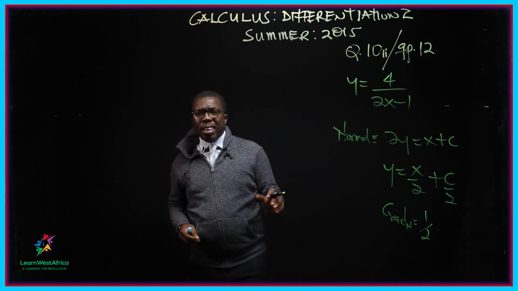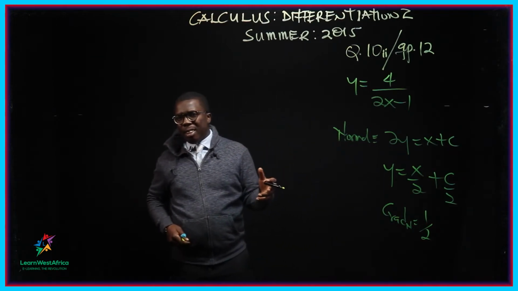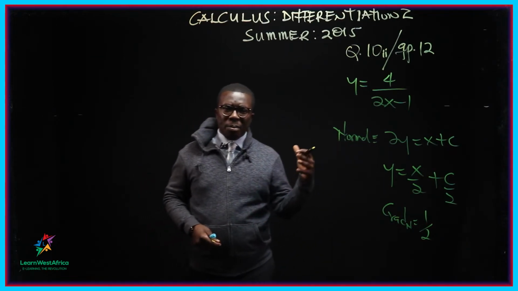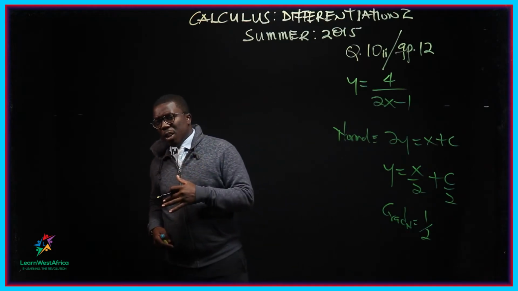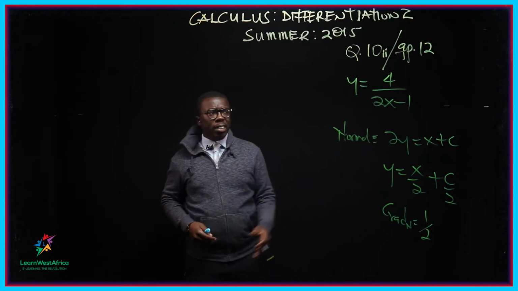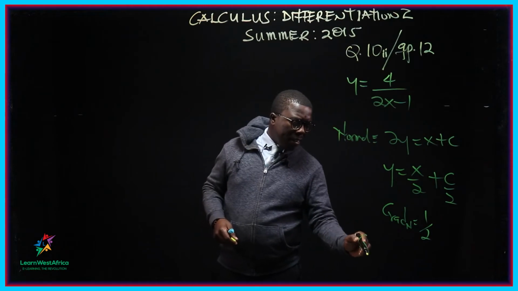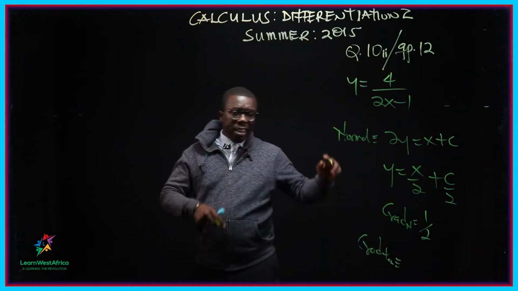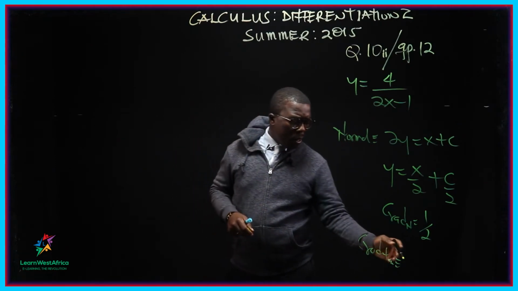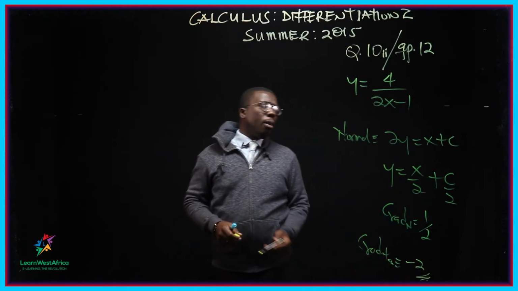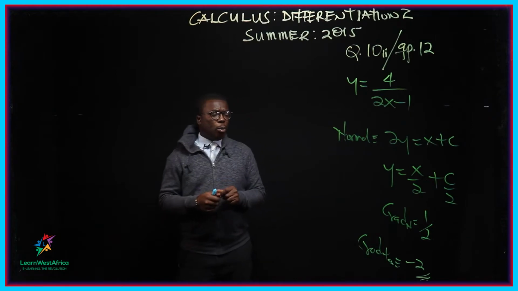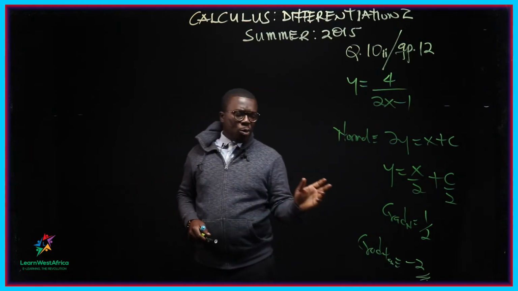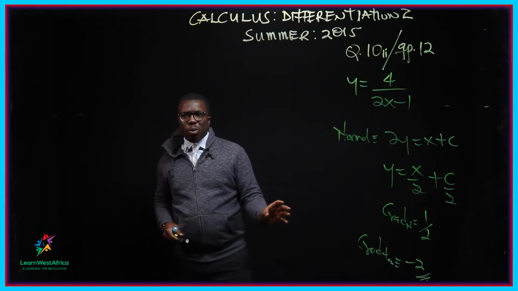All right, hence the gradient of the tangent, because remember the normal is the line that's perpendicular to the tangent. We need to find the gradient of the tangent here. The gradient of the tangent will be the negative reciprocal, which is going to give you minus 2. Hope you are fine with that. So the gradient of the tangent is minus 2.